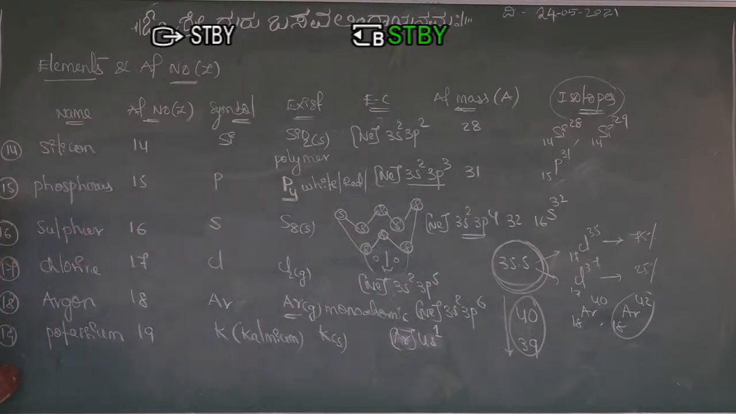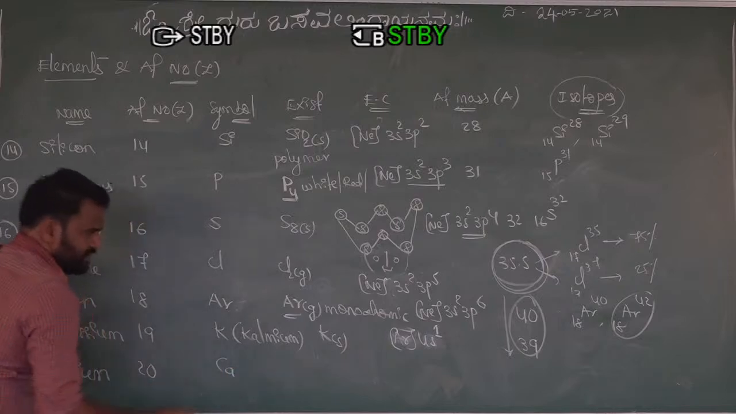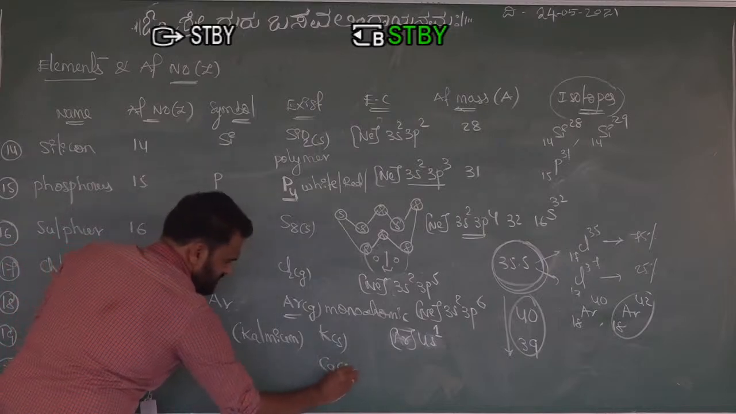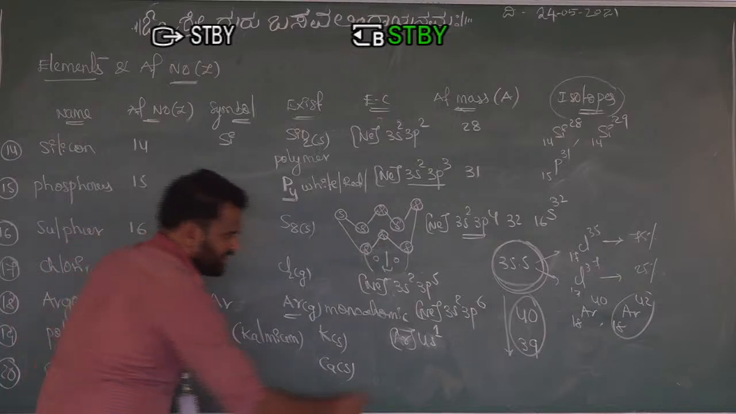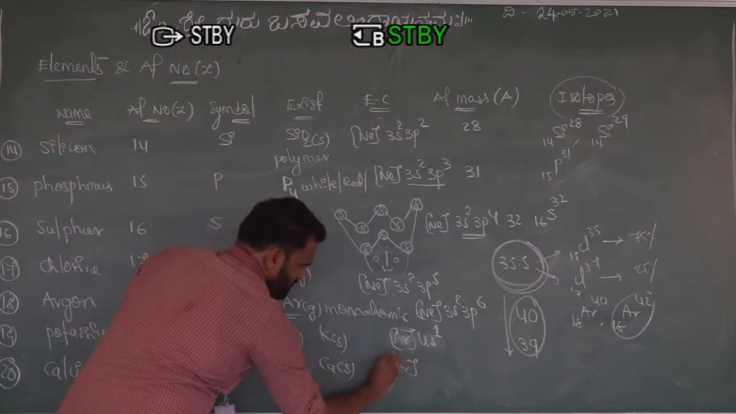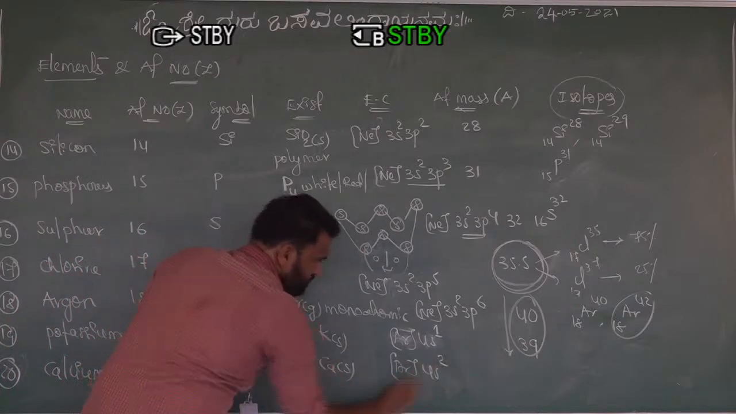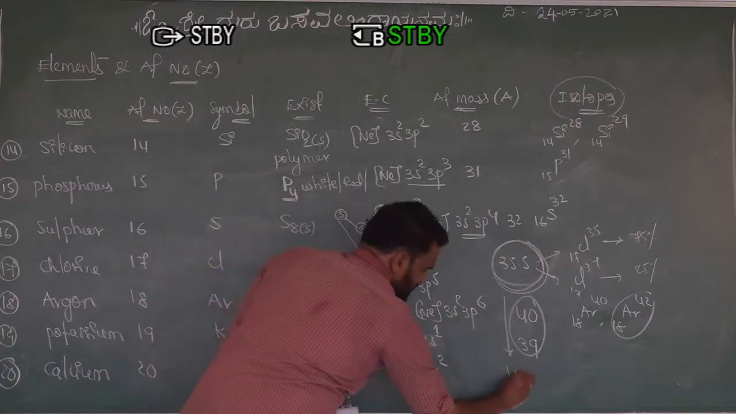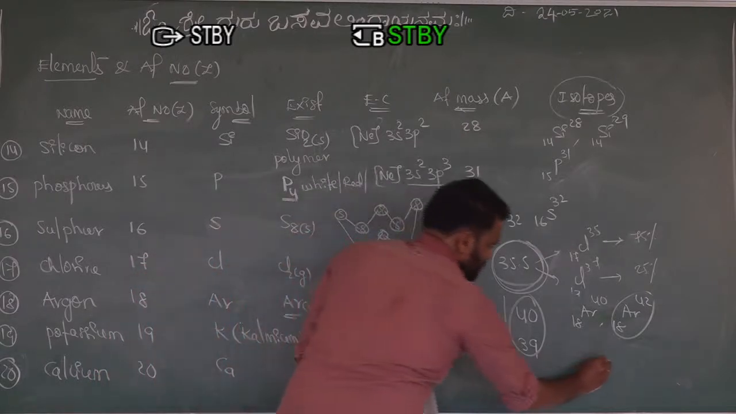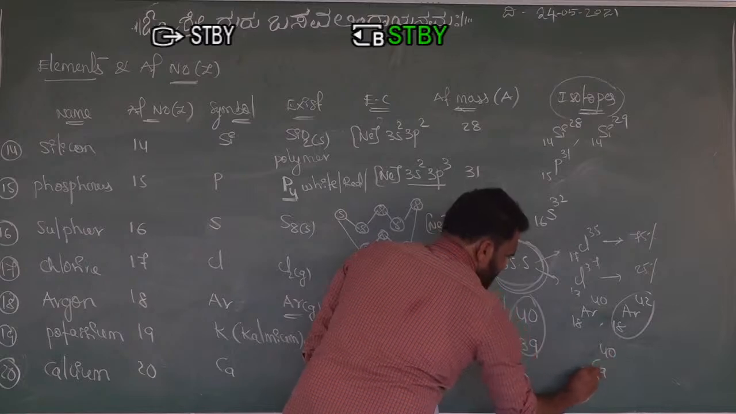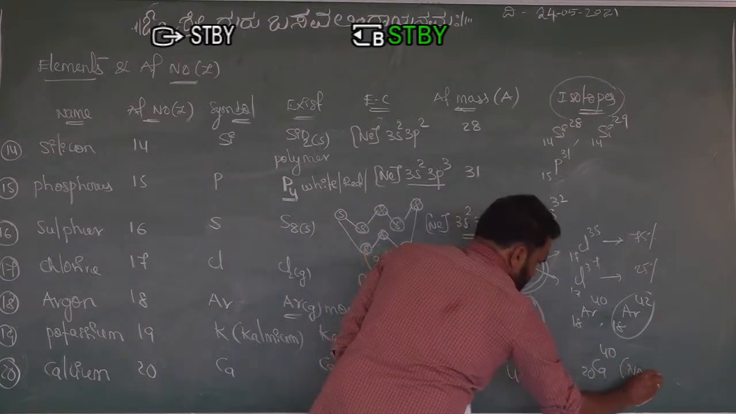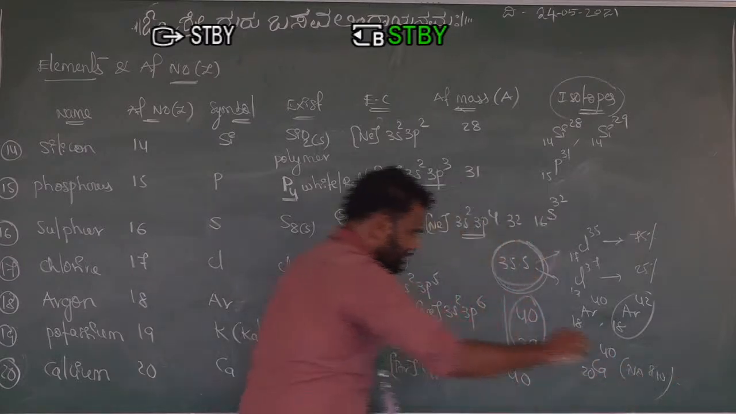Next, last one, 20. Calcium. Atomic number 20. Its symbol is Ca. And calcium exists in solid metallic state. Its electronic configuration after argon will be 4s2. And atomic mass is 40. There are no isotopes of calcium here. Calcium 40 is the only one. No isotopes.